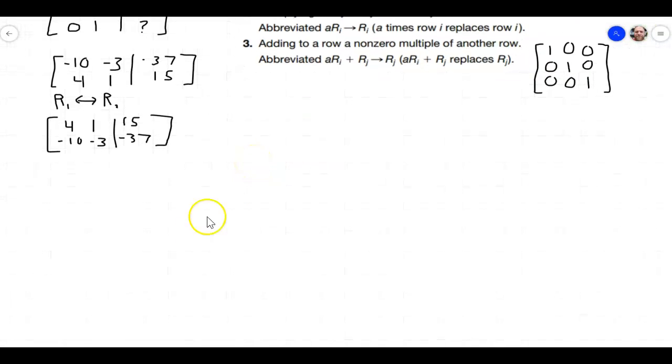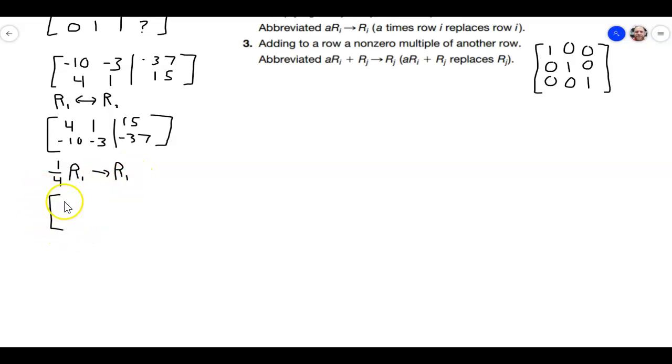So let's keep going. Now I'm going to divide by 4, or multiply by 1/4, that first row to get a 1 there. It's going to give me a couple of fractions, but I'm going to use my calculator to help me with this, so we can deal with fractions. So I'm going to do 1/4 times row 1, and that's going to give me my new row 1. And that's how I write that. So 1/4 times row 1 gives me my new row 1.